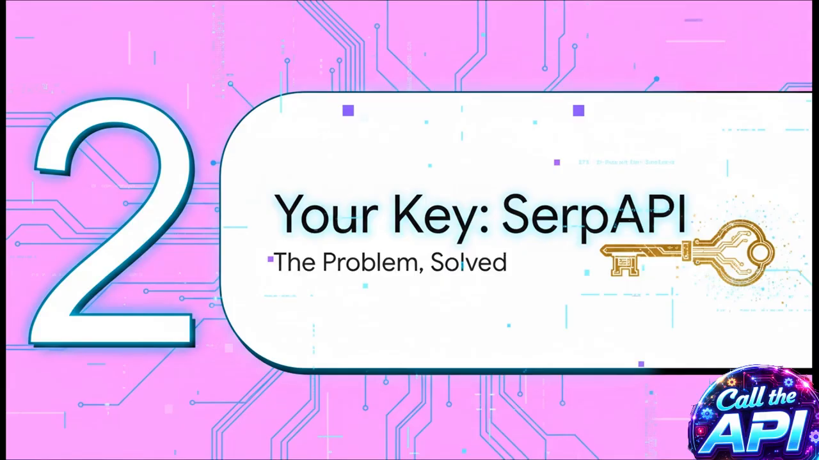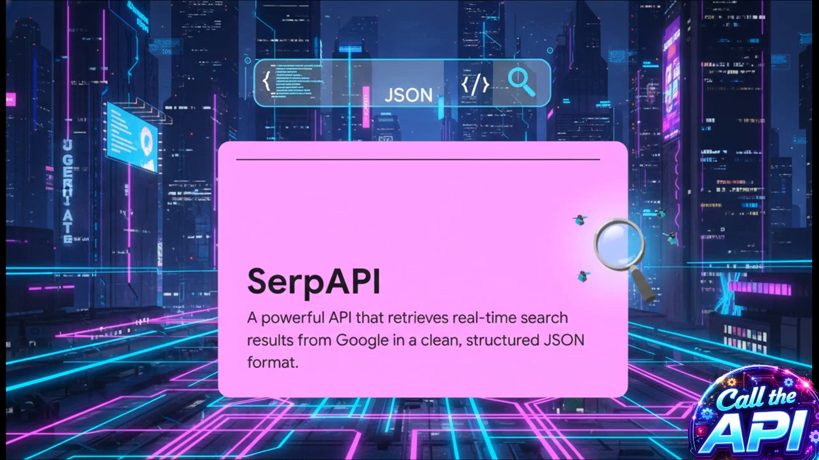This is your key. This is how you bypass all of those problems. Let's introduce SerpAPI, which basically just solves the whole scraping problem for you. So what exactly is SerpAPI? Think of it as a professional service that does all the heavy lifting. It goes to Google for you, gets the search results, and then hands them back in a perfectly clean, structured format called JSON. And that's a language your code can understand instantly.